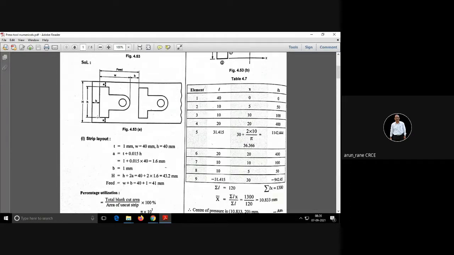Then capital H. Depending upon the width of this component, we can calculate the width of the strip. Shani, at least you be interactive. So capital H will be equal to this h, obviously, plus 2 times A. So that will be 43.2.